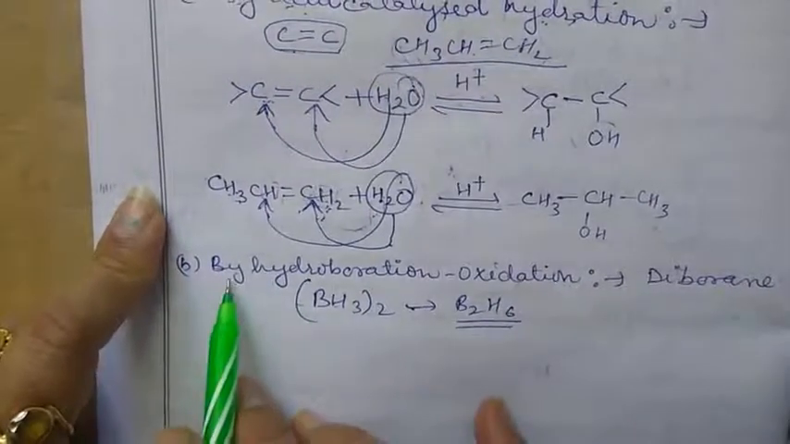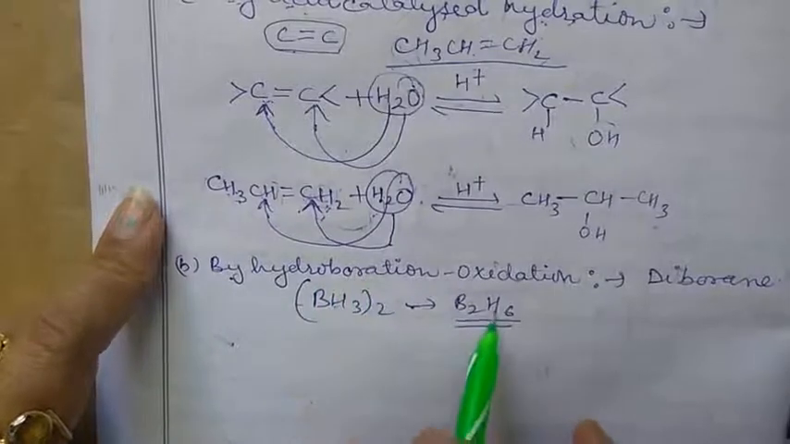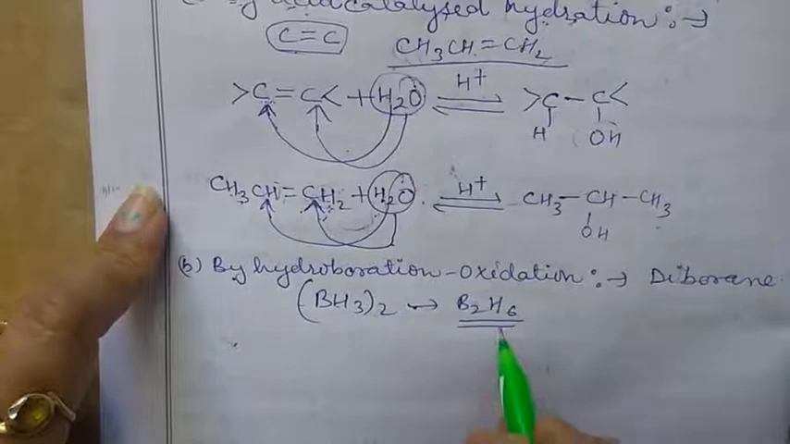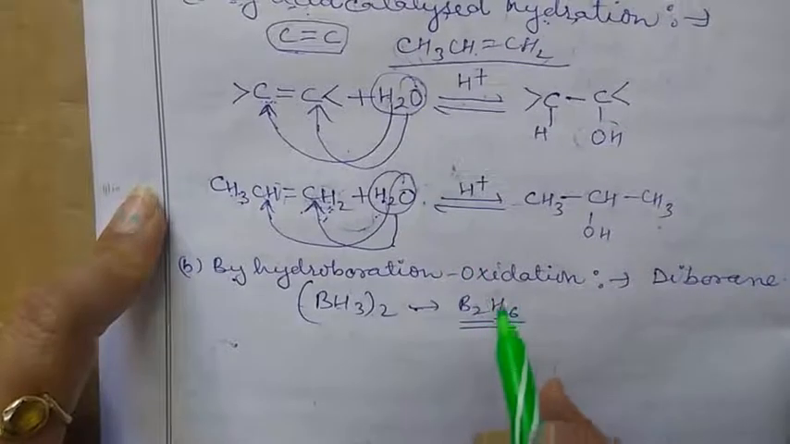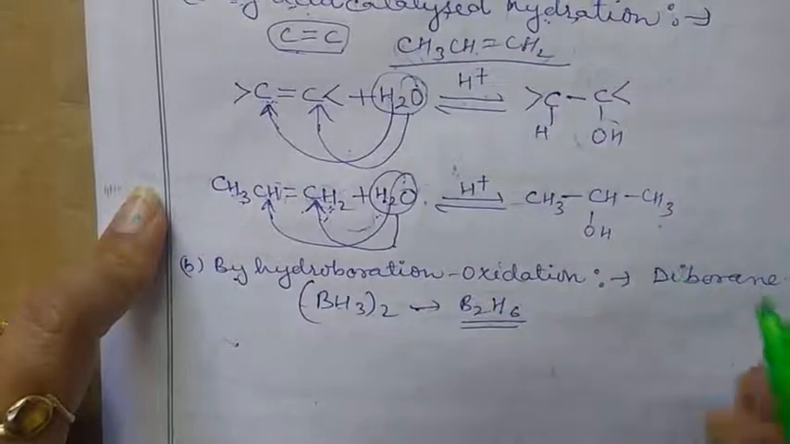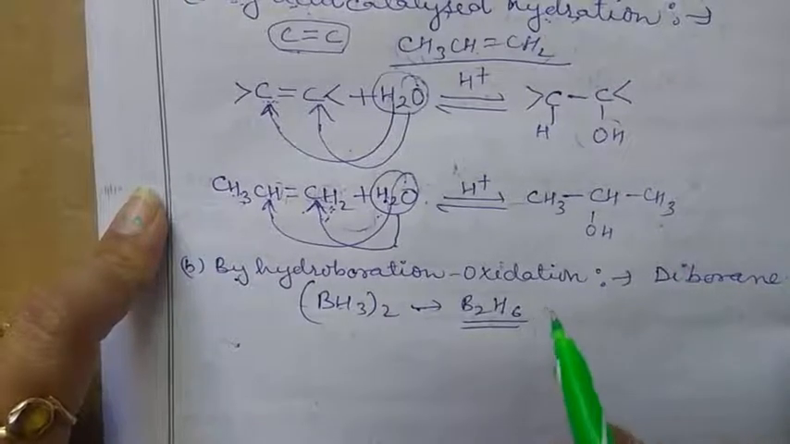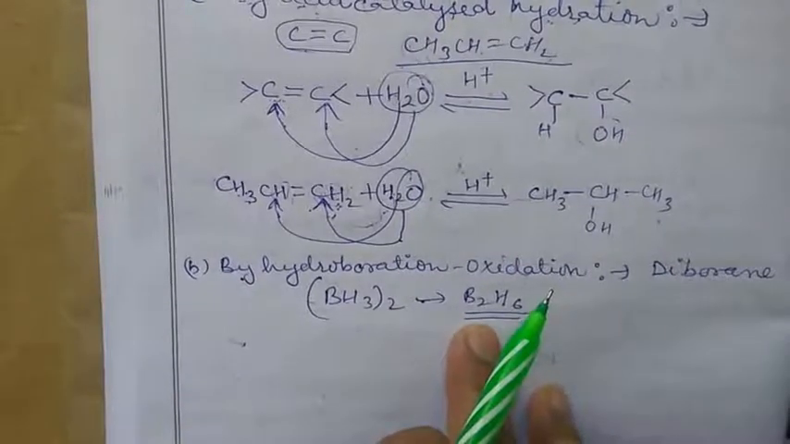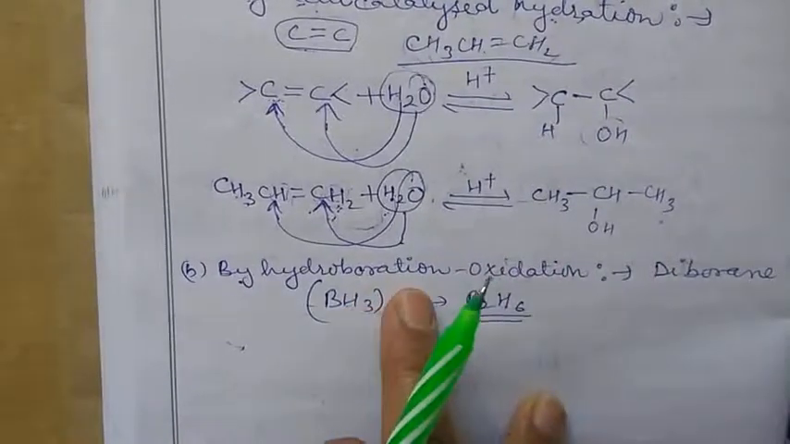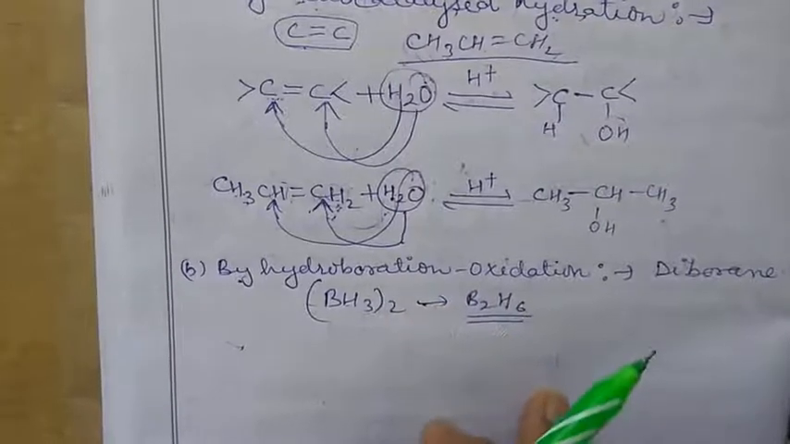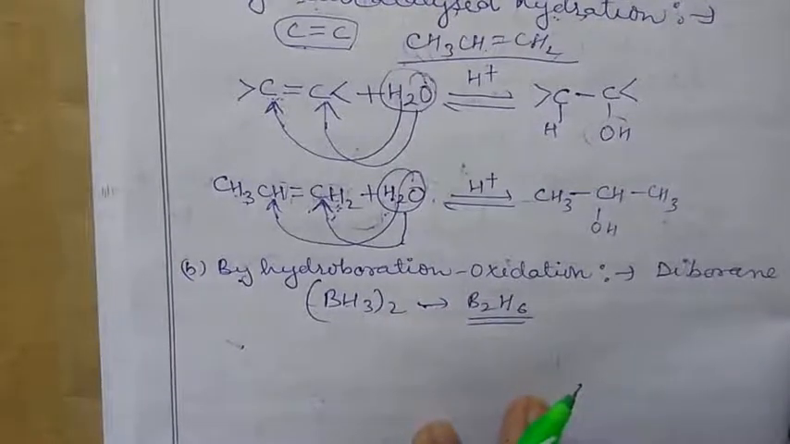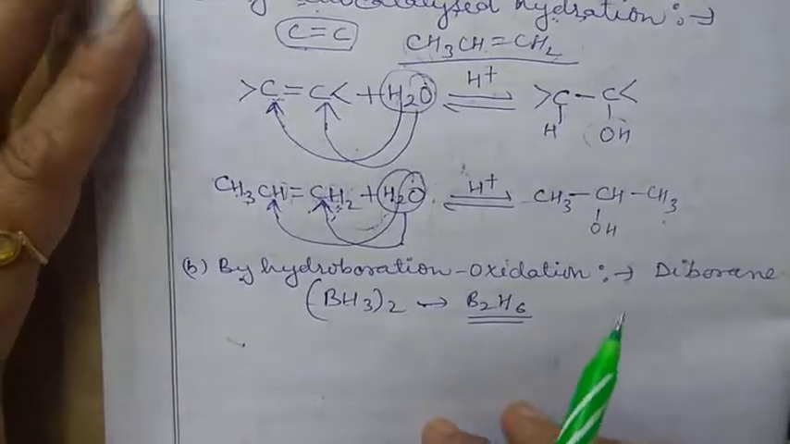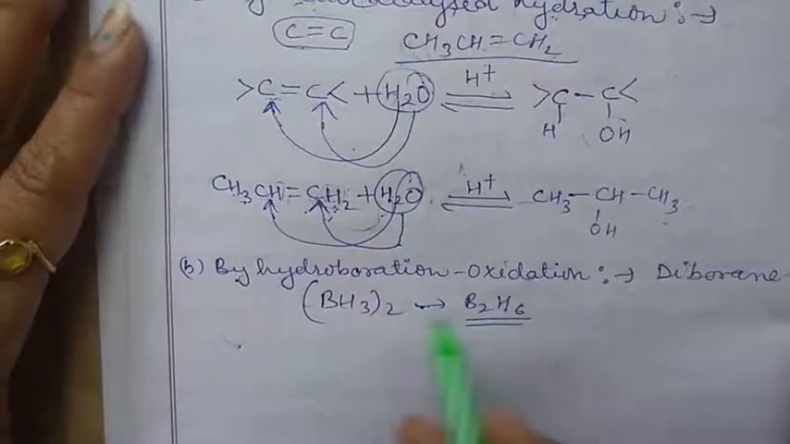So the other method is hydroboration oxidation. Diborane, that is B2H6, reacts with alkene to give trialkyl boranes as addition product, and this is oxidized to the alcohol by hydrogen peroxide. What is the formula of hydrogen peroxide? H2O2 is the formula for hydrogen peroxide, used in presence of sodium hydroxide.